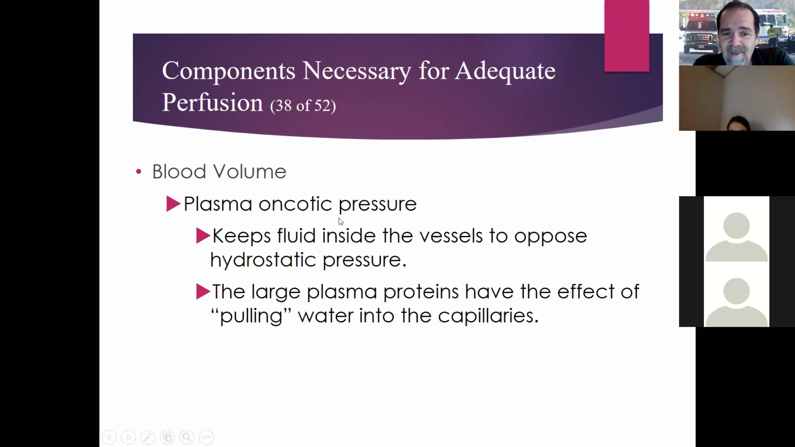Now, blood volume, we have plasma or oncotic pressure. Oncotic pressure is different from hydrostatic pressure. The oncotic pressure keeps fluids inside the blood vessels to oppose hydrostatic pressure, and it usually uses sodium and all this other good stuff. The large plasma proteins, and I think one of them that we use is albumin, also attract a lot of fluids. So if you have albumin in the bloodstream, it's going to attract a lot of fluids within the blood vessel. So it's going to steal it from the interstitial space.